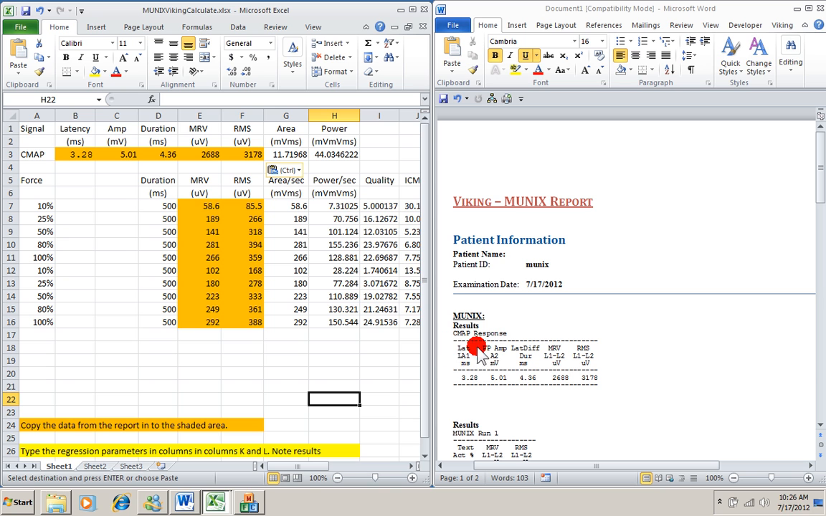Once again, I emphasize that this is not actually the peak-to-peak amplitude. This is the baseline to peak amplitude of the CMAP. And using these data, the system has automatically calculated the area and power of the negative peak.